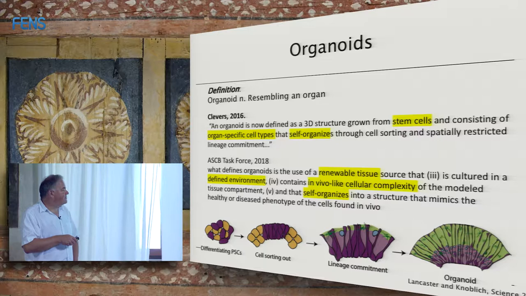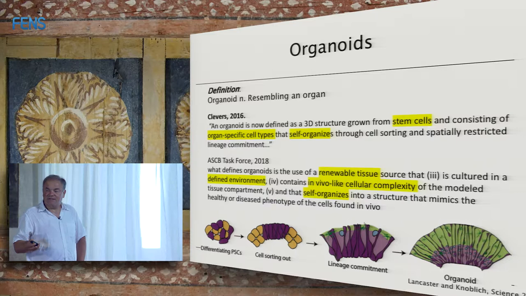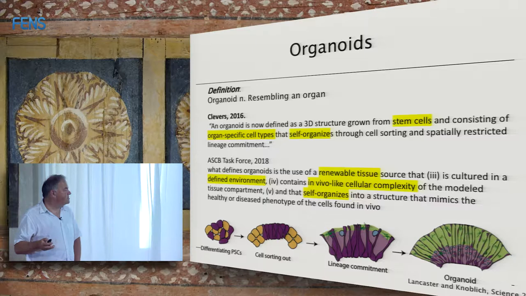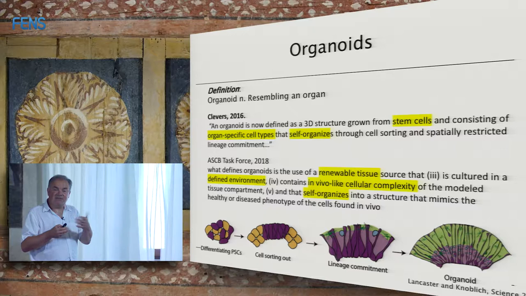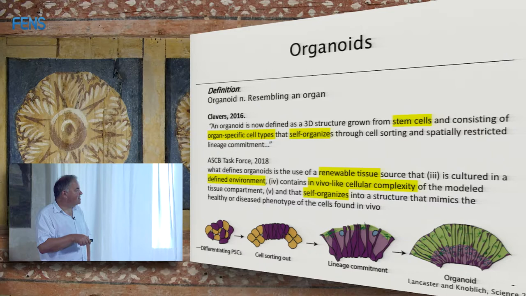What he brought up was that we shouldn't use the term stem cells, because stem cells is in itself an ill-defined term. So he suggested that we use the words a renewable tissue source. This can be any kind of cell type that can self-renew and also generate the organ, irrespective of whether it's a stem cell or not, that is cultured in a defined environment, and it has the in vivo-like complexity.